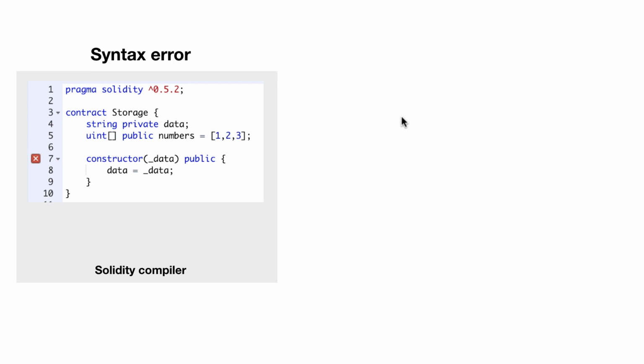All these errors will be caught by the Solidity compiler. Usually, they're quite easy to troubleshoot because Solidity will give you a hint on how to fix the error. One thing that is important to understand is that when you have a syntax error, at this stage, the smart contract is not running in the Ethereum blockchain. You are still outside the blockchain.